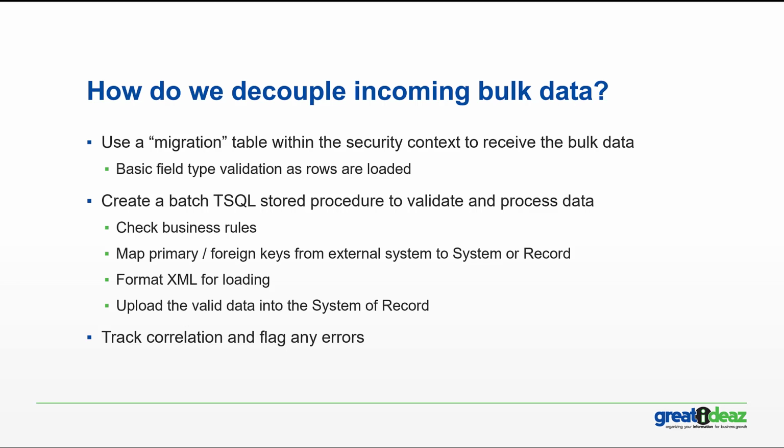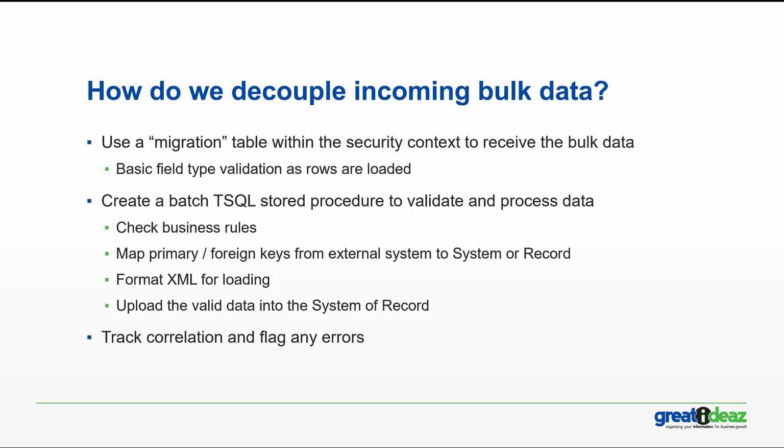And because that is a completely separate and distinct migration table, completely separate from anything else that's going on in our data agnostic services, the population and basic testing of type validation in that table is not in any way going to impact our user experience or performance. So first level of decoupling, temporary migration table.